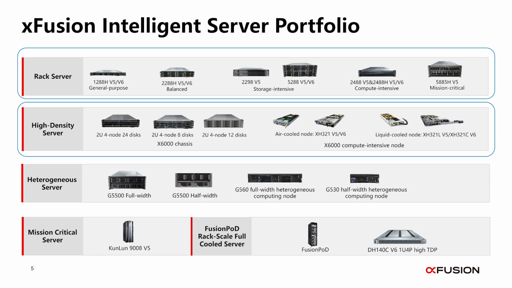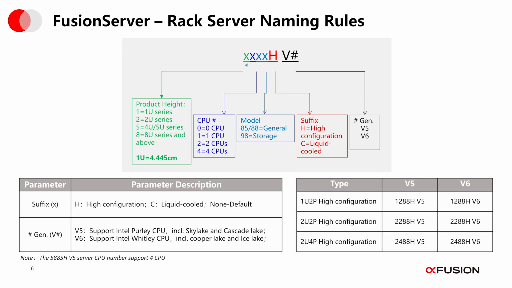So basically this time, we will focus on the naming rules of rack server and high-density server. Let's see the rack server naming rules. Basically, it's named by 4 numbers and 1 letter, and a letter V with another number. So the first number indicates the server height. U is a standard unit of measure for designating the height in computer enclosures and server rack cabinets. 1U equals 4.445 centimeters.